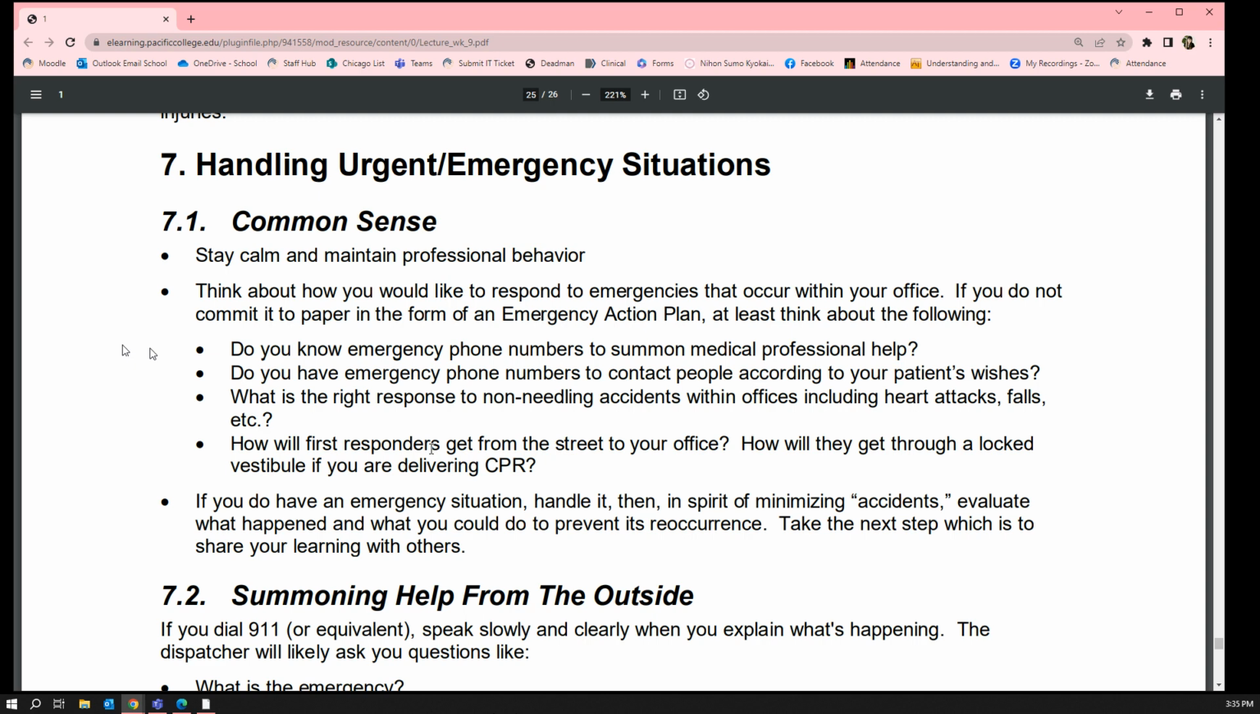If you do have an emergency situation, hopefully nobody does, knock on wood, what I want you to do is handle it, and then in the spirit of minimizing accidents, evaluate what happened and what you could do to prevent its reoccurrence. Take the next step, which is to share your learning with others. The best lessons are learned vicariously, but nothing is more effective than learning a lesson the hard way.